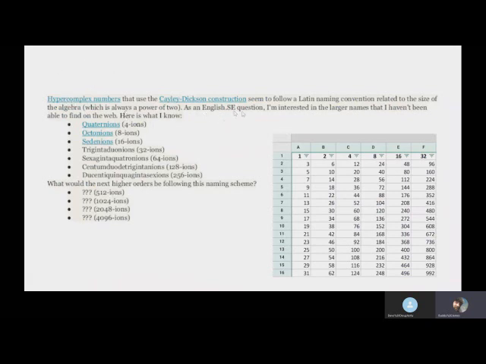Hypercomplex numbers that use the Cayley-Dickson construction seem to follow a Latin naming. Oh, and this is a question from a lady on Reddit or a forum, and she was trying to figure out what's after quaternions, octonions, and sedenions, which are right here. Quaternions is 4, octonions is 8, sedenions is 16, trigintaduonions, however you pronounce that, is 32, and it goes on from there.